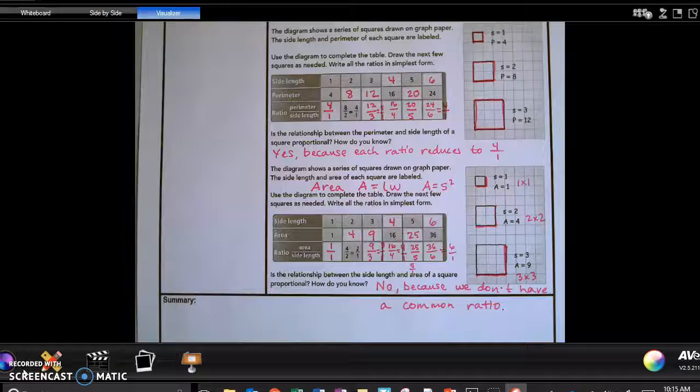So that's how we'll use tables to help us examine ratios. We can organize our information so we can easily compare it into a table. And we're always looking for a common ratio throughout our table. Let's look at a few more examples.